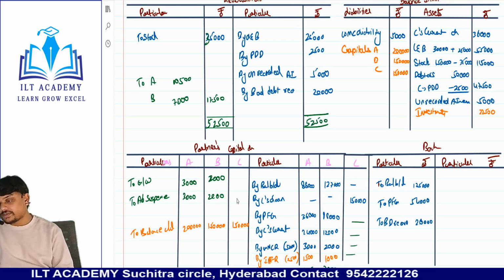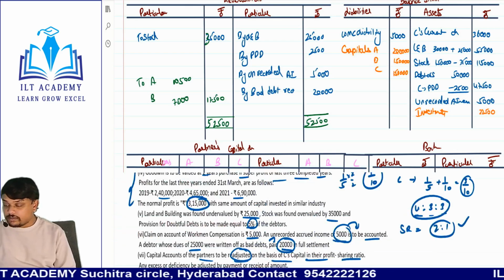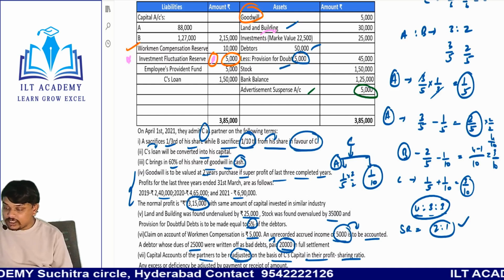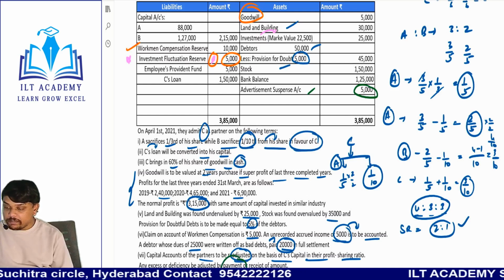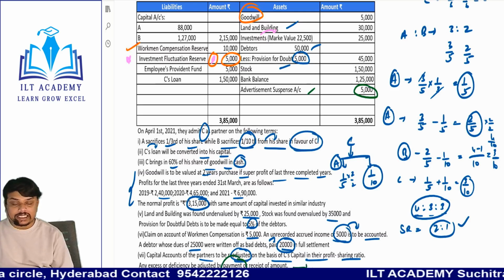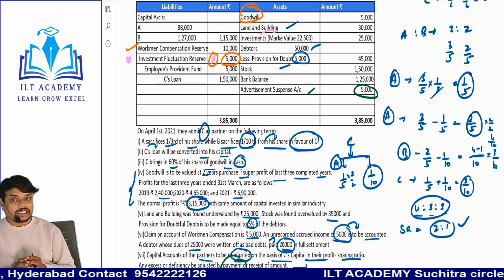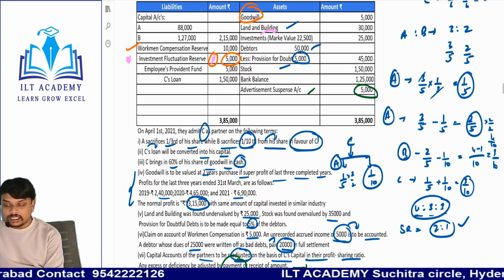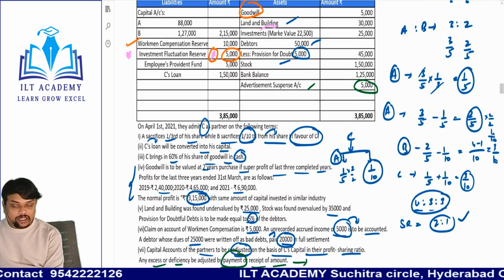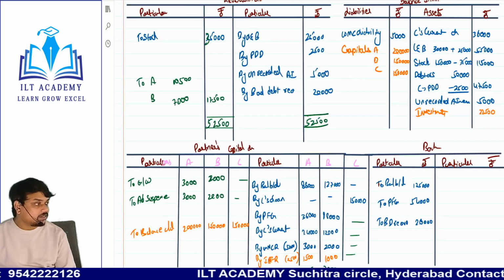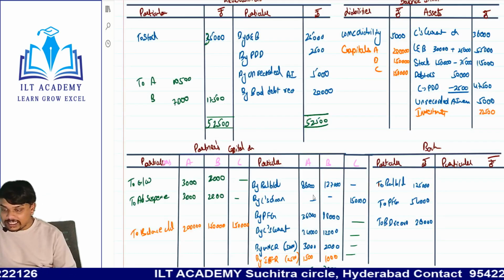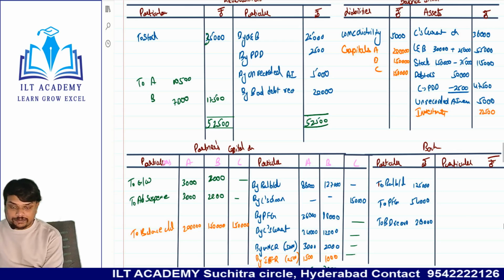That's it. Now see, the important thing here, any excess or deficiency is to be adjusted by payment or receipt of amount. This excess or deficiency is to be adjusted by what? Payment or receipt of amount, which is by using the cash account we need to adjust the left side and right side. So see how much comes on this side, we will total this also.